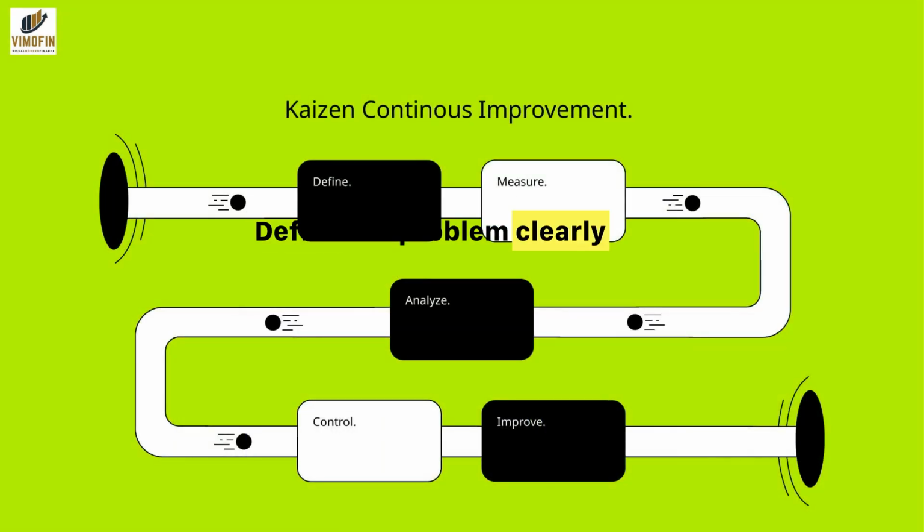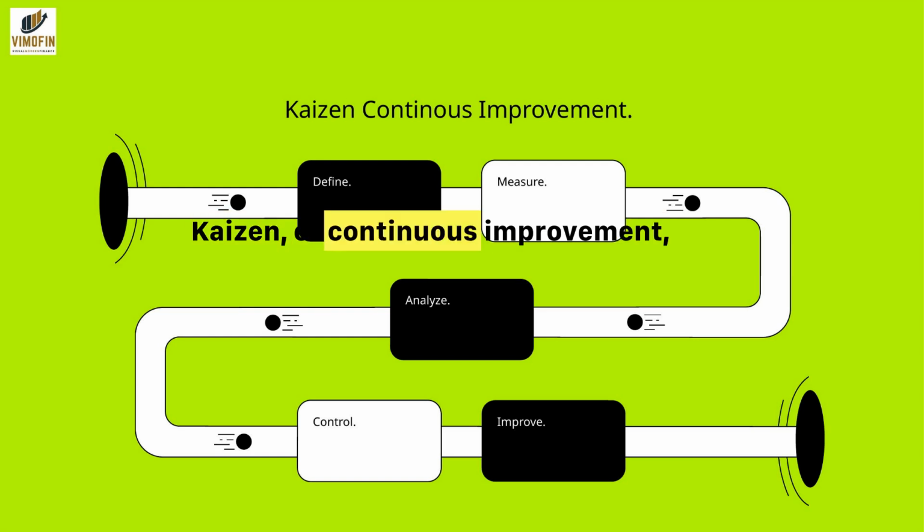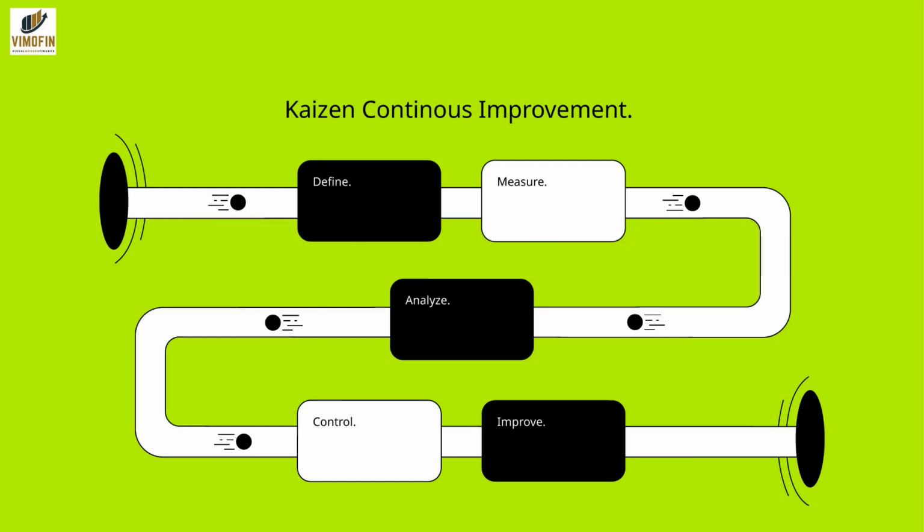Define the problem clearly to set a solid foundation. Measure current processes to gather data. Analyze this data to identify root causes. Improve by implementing solutions. Control to maintain improvements. Kaizen, or continuous improvement, ensures ongoing refinement and efficiency. This cycle is crucial for sustainable success in any organization.